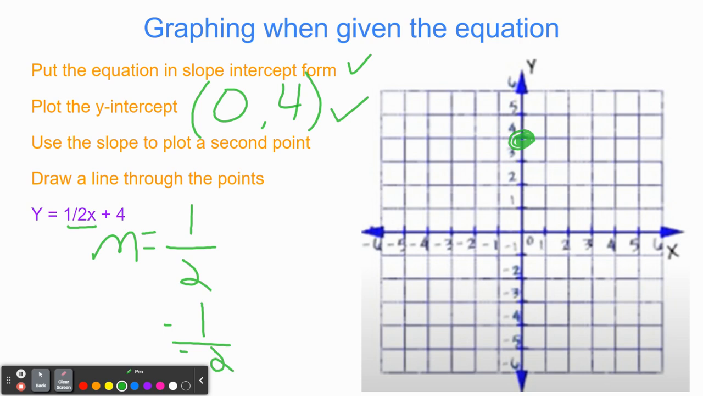My rise over run, rise 1 over 2, rise 1 over 2. I could also do it with this slope, -1 down, -2 left, -1 down, -2 left. Now I'm going to draw a line through those points as straight as I can. Goes even off the graph there. Here I have graphed when given just an equation. I've put the line on the graph here. Anything that's going to be true with this equation is going to be true on my graph.